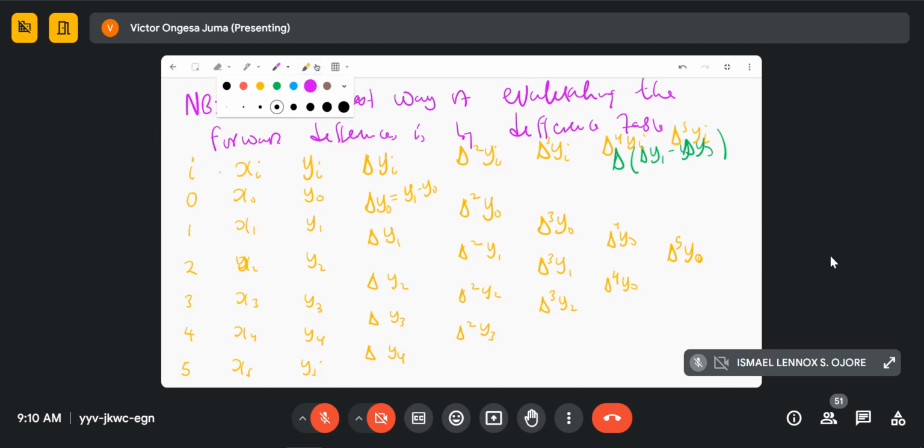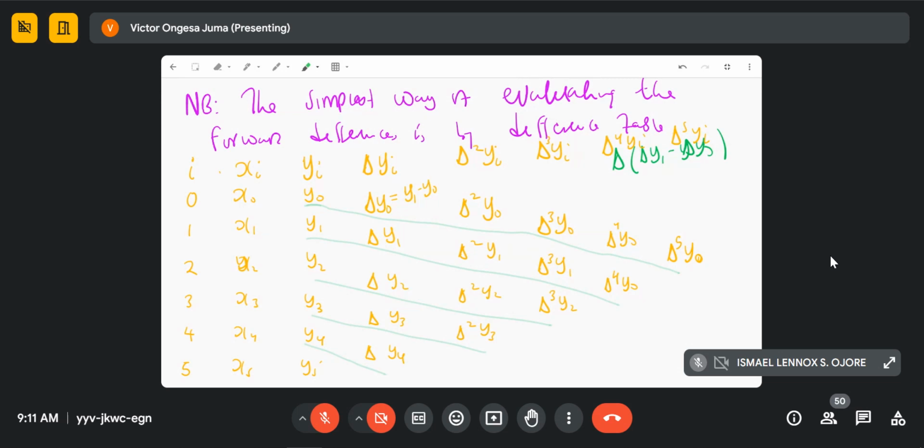Let me use maybe a smaller one to try to follow. For example, if I want to follow y0, then I just go here. Then I can follow the values of y0. If I want y1, then I can get y1. If I want y2, y3, y4. It means for y5, I cannot get any forward difference for y5. But we will see later.